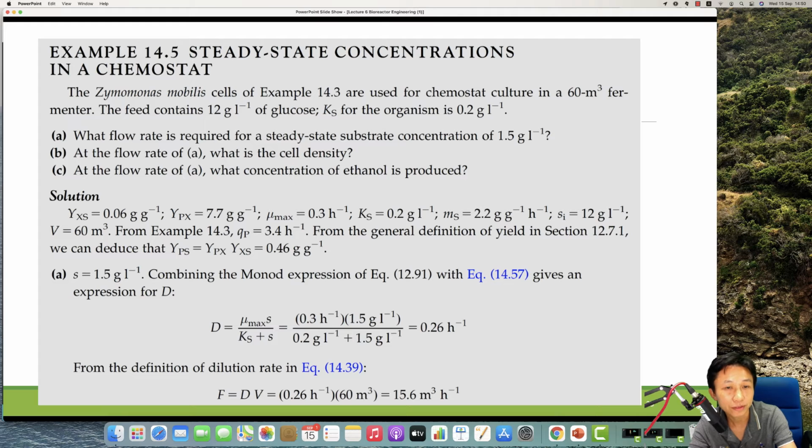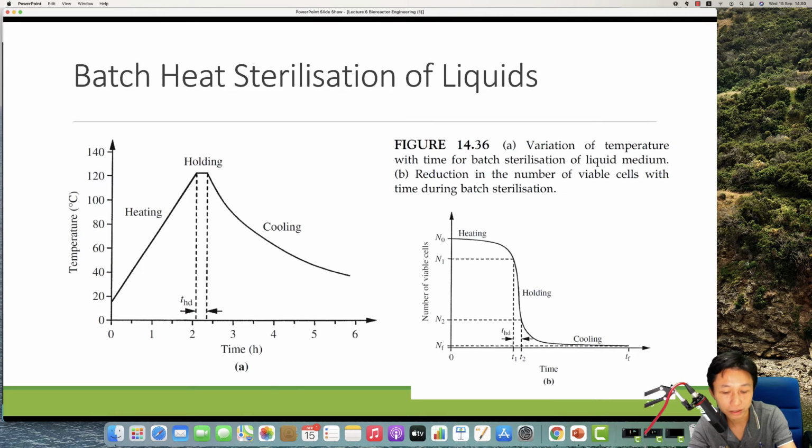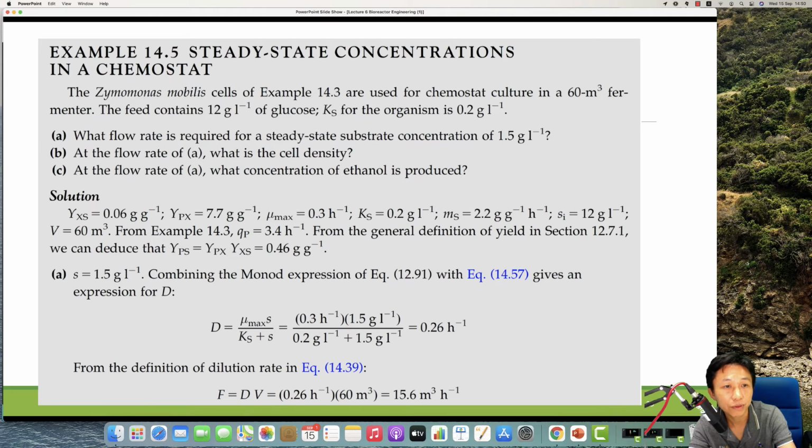Okay, this should be the last example. It's the same thing. This one, Zymomonas mobilis, from the previous example in chemostat culture, where you control the temperature. This is a very large, 60 cubic meter fermenter. The feed contains glucose. Ks is 0.2.